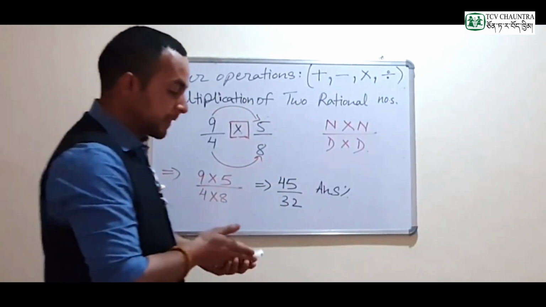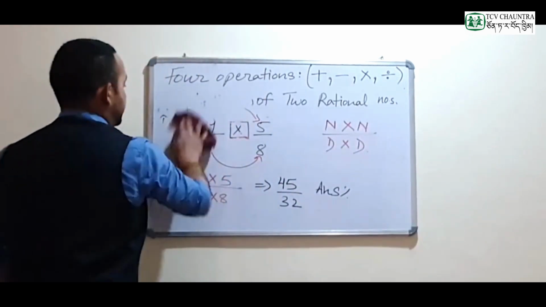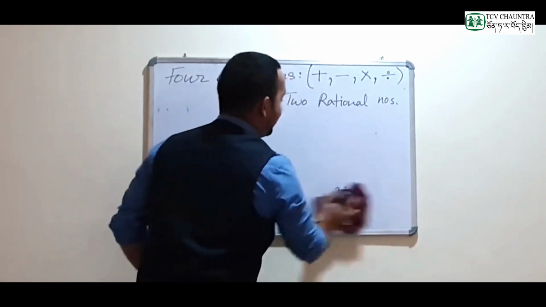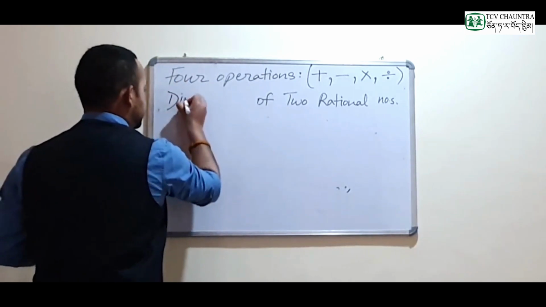Okay, now we have a last operation. Our last operation is division of rational numbers.